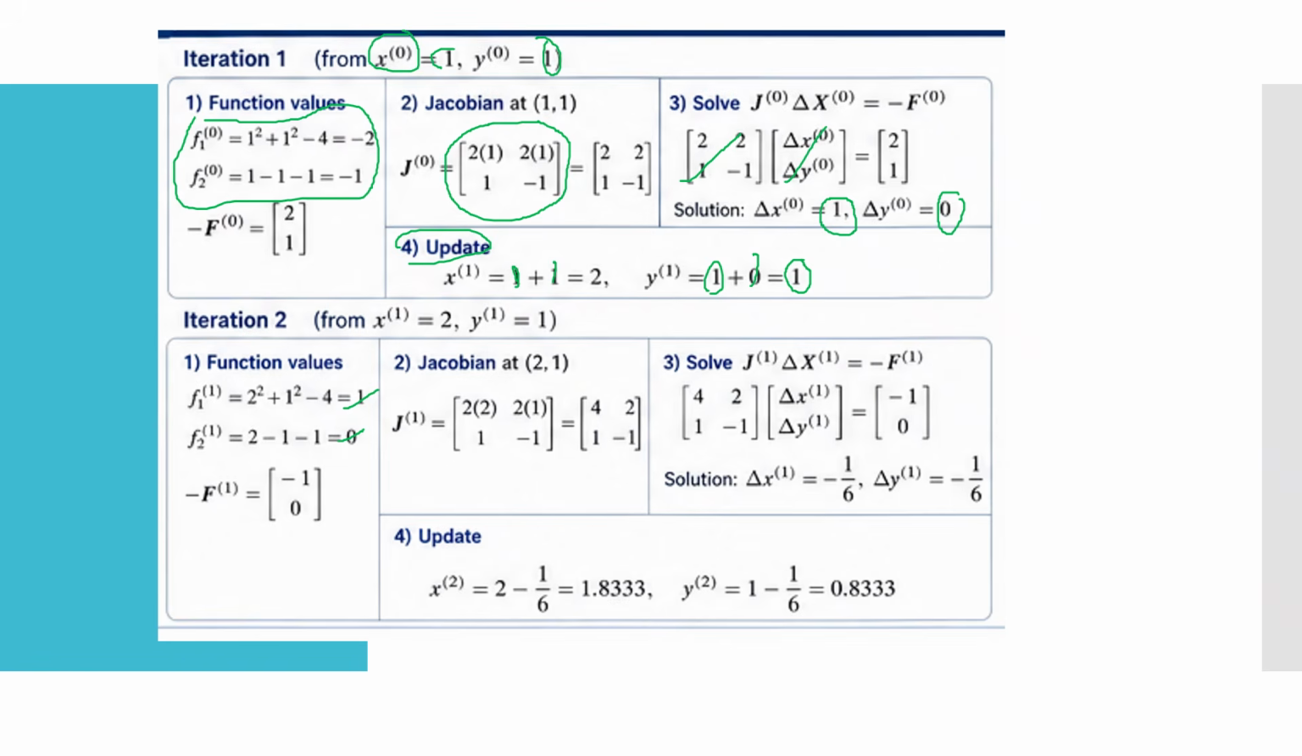So again, we'll solve for the correction value for this iteration. The change in x becomes minus 1 over 6. The change in y becomes minus 1 over 6. So we'll add that to the values of x and y obtained from the first iteration. So on the second iteration, x becomes 2 minus 1 over 6, because it's the new updated value plus the correction factor, which becomes 1.833. Again, for y also we have the updated value of 1 and the correction value of this, so this becomes 0.833.